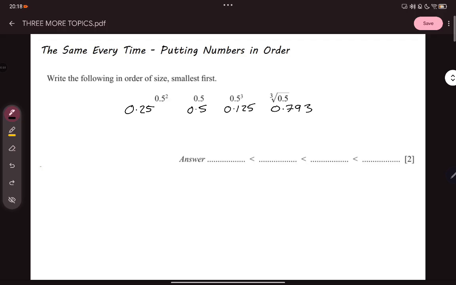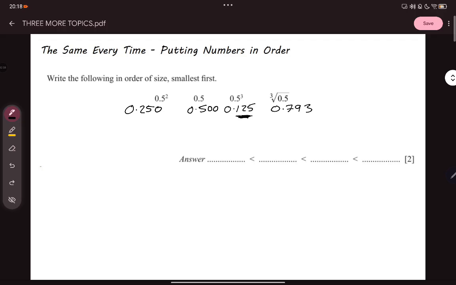I'm going to write each of my decimals here so they have 3 digits after the decimal point. And that's going to make it easier to compare them. Now, each of my decimal numbers there starts with a 0, so I don't need to worry about what's on the left-hand side of the decimal point. I just need to look at the right-hand side. They say smallest first, so if I think of this as 125, I've got a 250, a 500, and a 793. The 125 is the smallest. I don't need to worry about the 0 on the left-hand side.